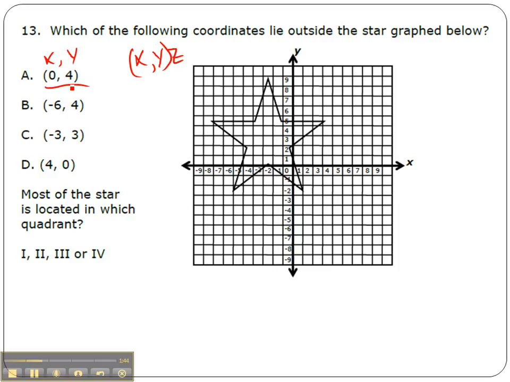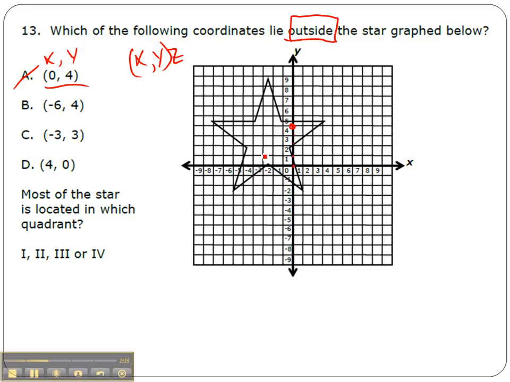So for (0, 4), start at the origin always. If our x coordinate is 0, we're not moving right or left at all, but our y coordinate is 4, so we move up 4, 2, 3, 4. We're on the y-axis, that is inside the star. We're looking for the point that's outside the star.